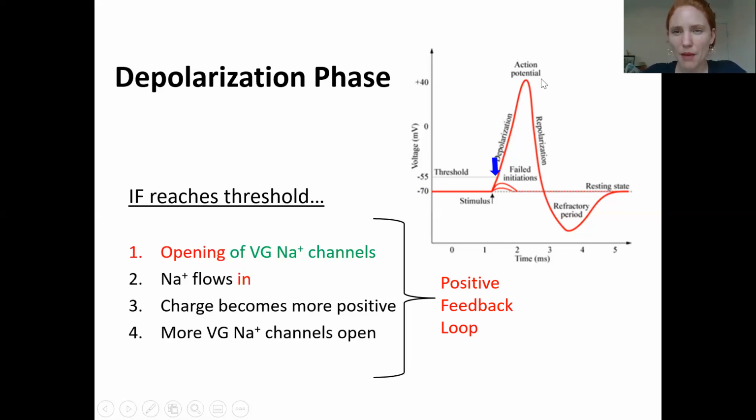Now, what happens here? At this point, we have a positive feedback loop, but it's not going to go on forever. What happens here at the peak?